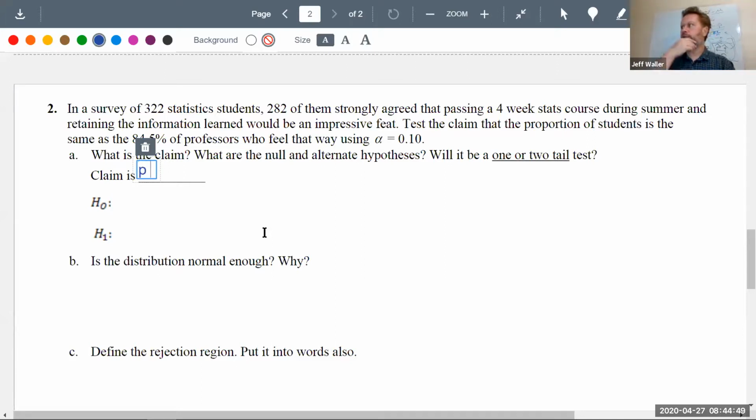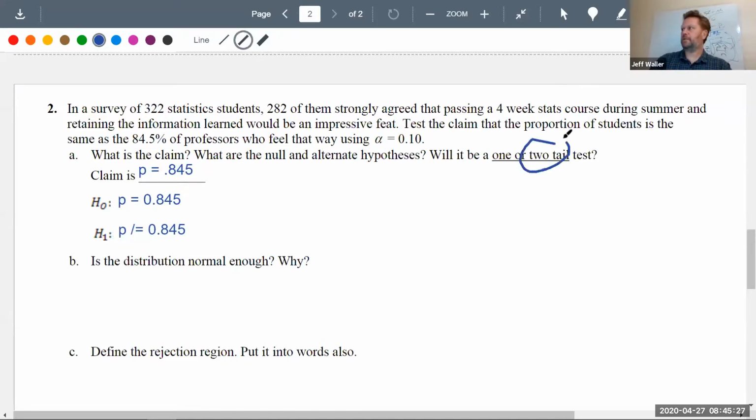Yes, the claim is that it's the same. The percentage of students is the same as the professors, 84.5%. I like it. So where's that go? The H0 or the H1? I'm just going to tell you. It has an equal sign, so it goes here. So this one's going to be p. You can do it, Jeff. p, what did I decide on? Not equal to. So how many tail tests will it be? Two-tail test, because it can be up or down. I love it.